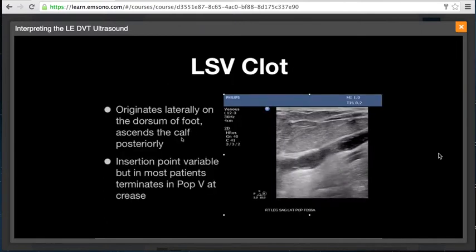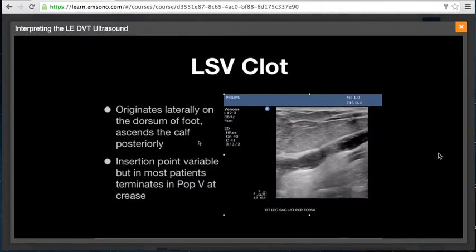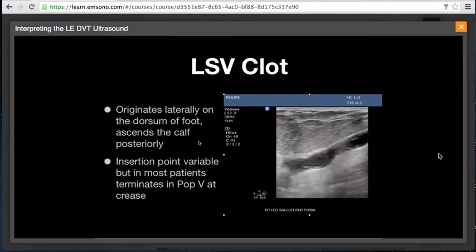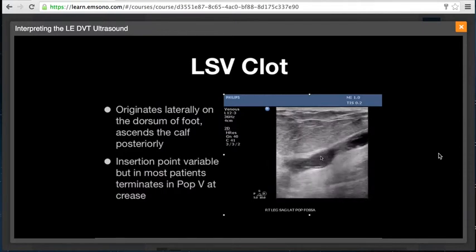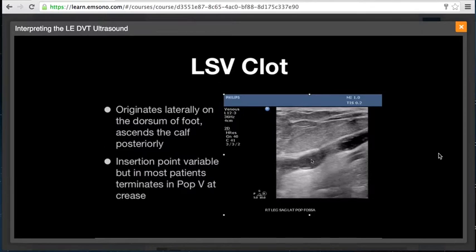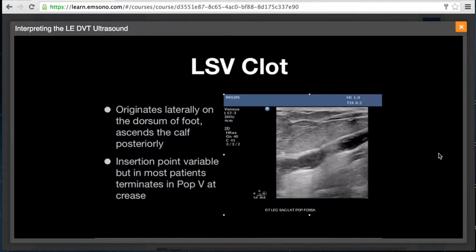The lesser saphenous vein is going to originate laterally on the dorsum of the foot and ascends the calf posteriorly. The insertion point is going to be variable, but in most patients it's going to terminate in the popliteal vein at the crease. And here you can see we're following the lesser saphenous vein, and you can see in the sagittal view that it is completely filled with thrombus.